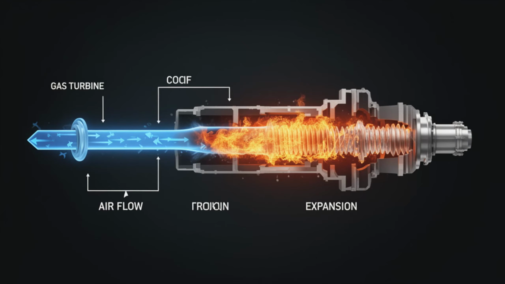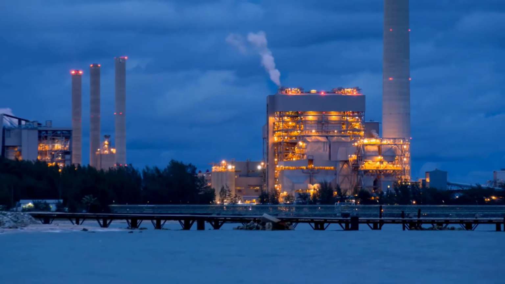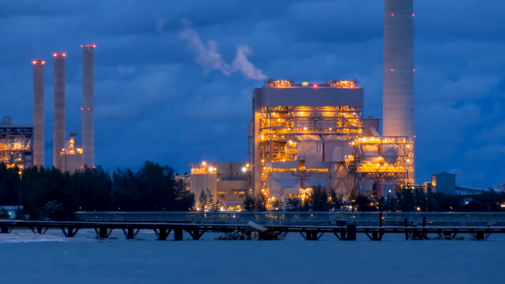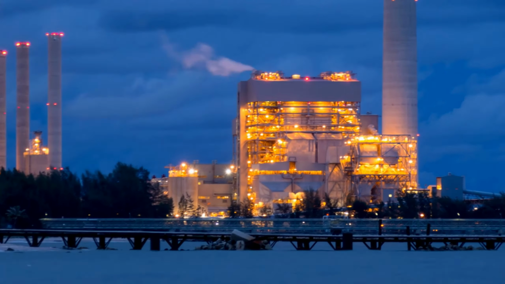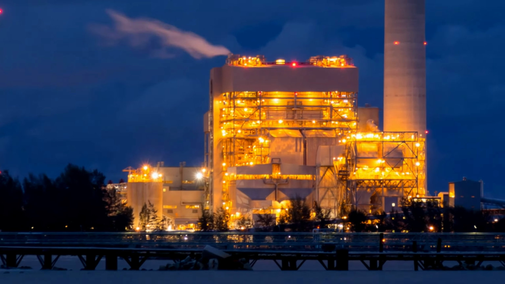In summary, a gas turbine generates electricity by continuously compressing air, burning fuel to add heat, and expanding hot gas through a turbine, then converting that power into electrical energy through a generator. Whether operating alone or as part of a combined cycle system, the gas turbine is a highly efficient, reliable, and versatile solution for modern power generation.